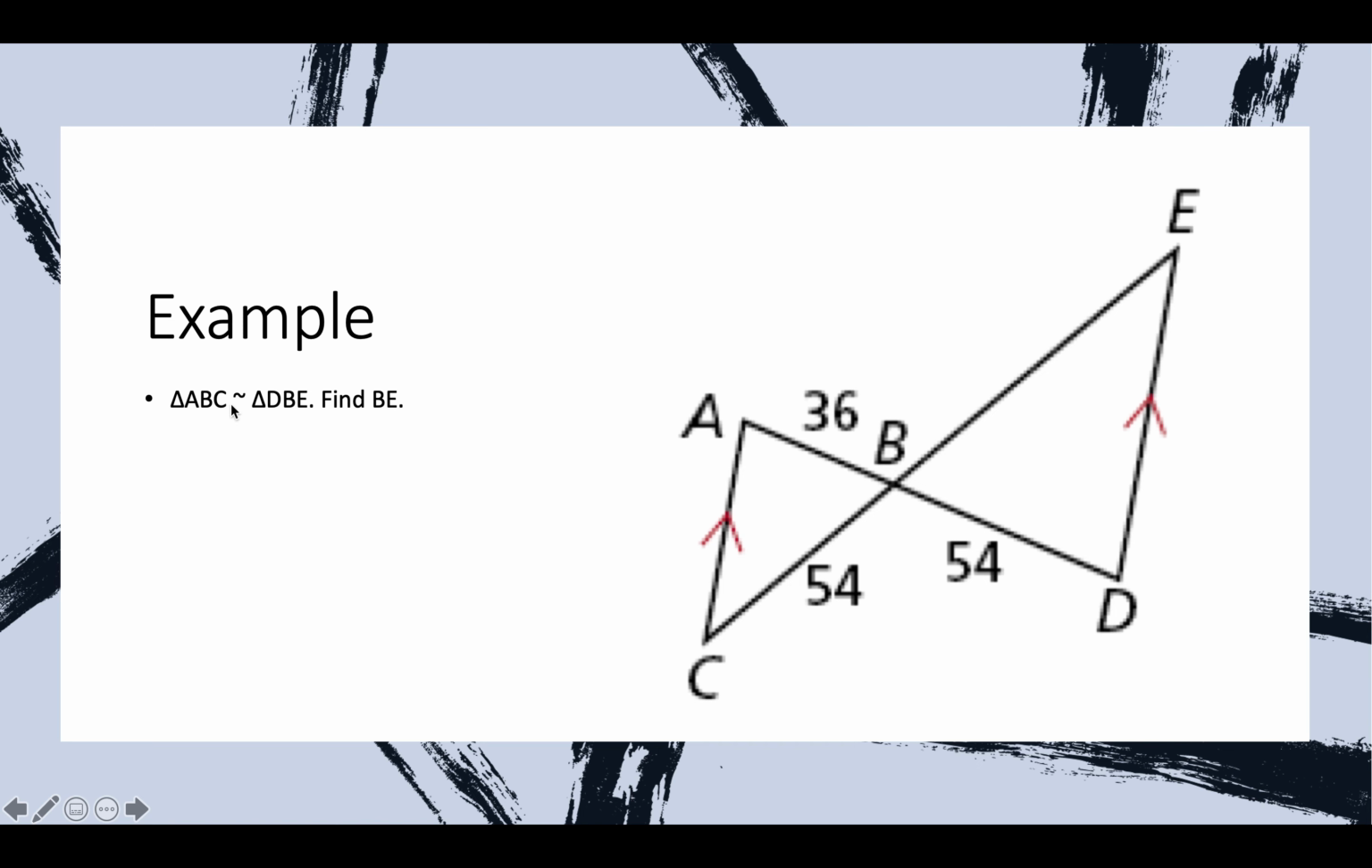Here's another. It's telling us it's similar just with that symbol. A to B to C is similar to D to B to E. That's sort of what I call the bow tie picture because it has vertical angles, and it's twisted because A lines up with D and C lines up with E. So this AB lines up with DB and CB with EB or BE. So 36 over 54 equals 54 over x. Cross multiply, divide, you have your answer.